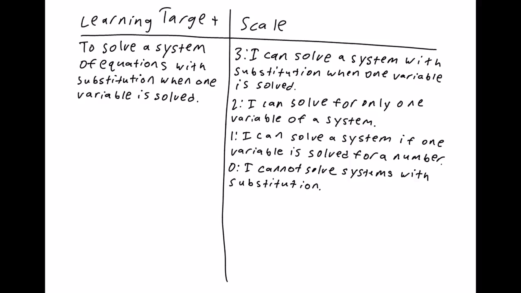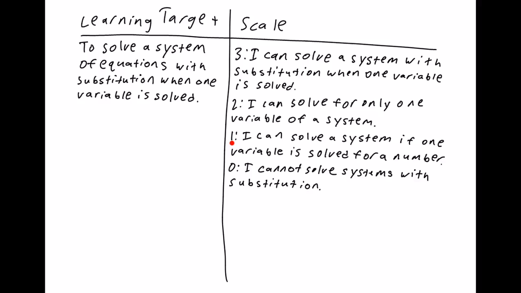So, the scale: you're a 3 if you can solve a system with substitution when one variable is solved. Not necessarily solved for a number, but just solved in some way, like y equals 2x plus 5. If you've got that, you can solve it. Number 2, you can solve for only one variable of a system. When you're doing substitution, you have to find both x and y. But if you can only find one of them, then you're at a 2.